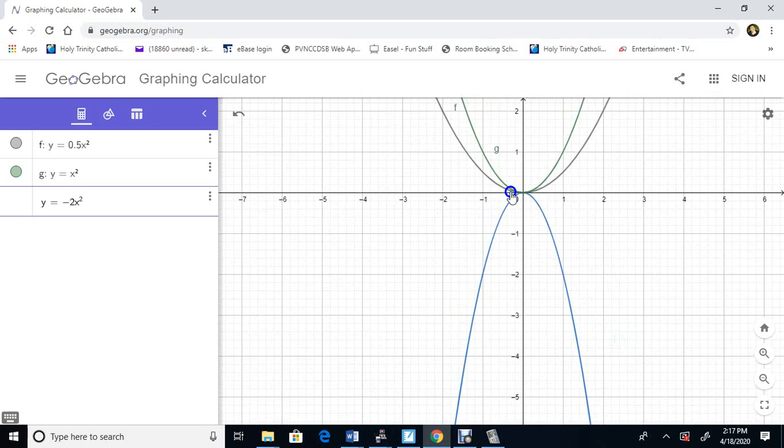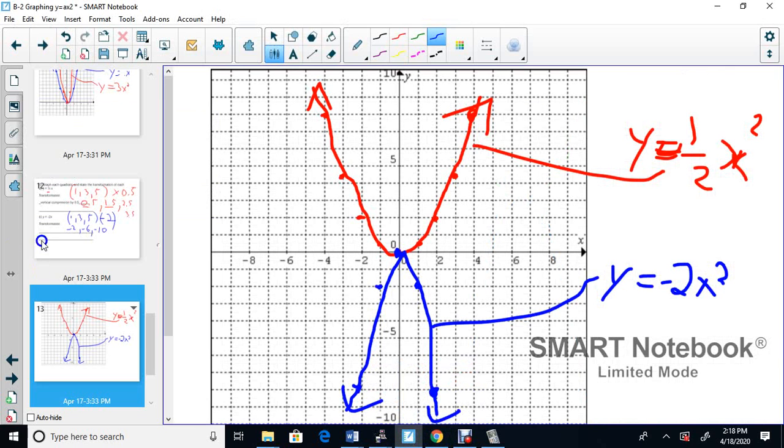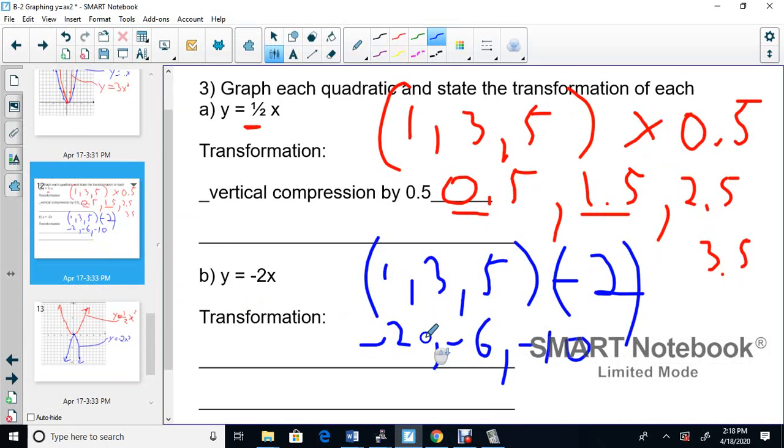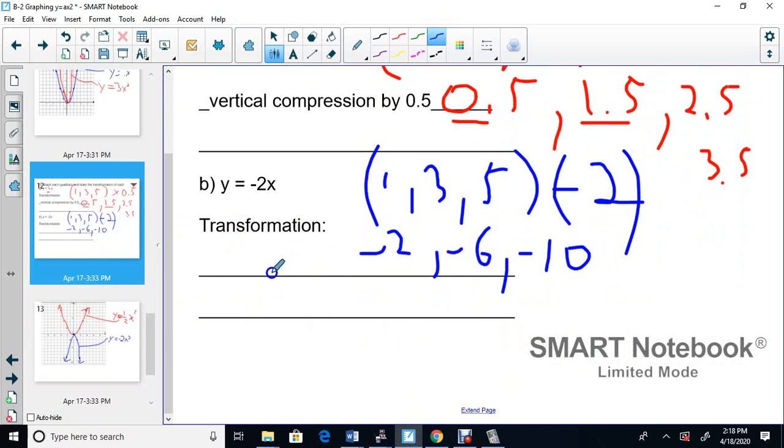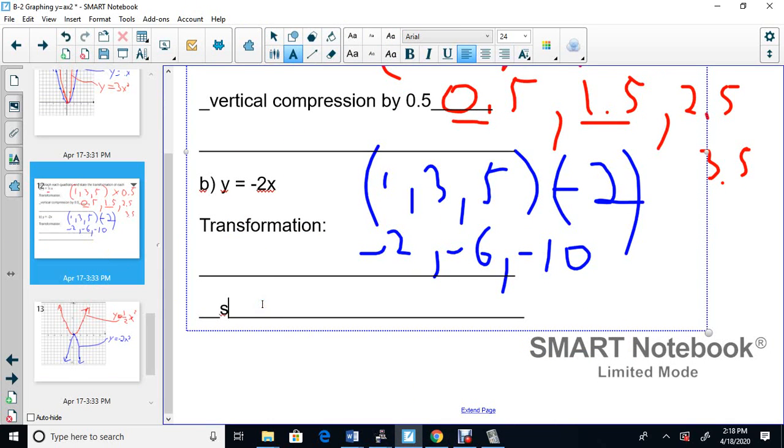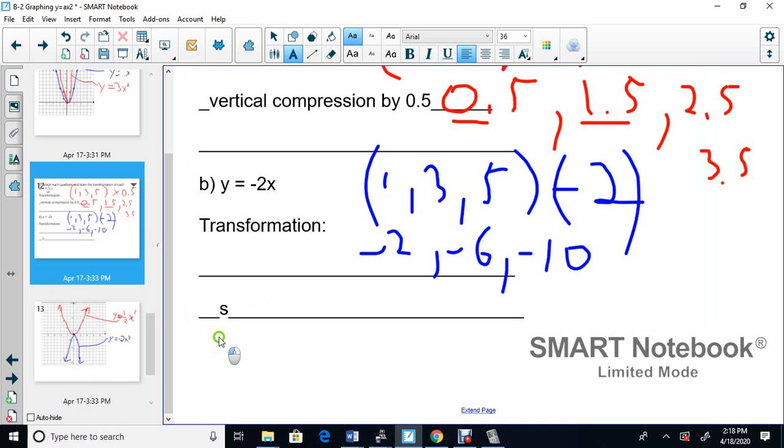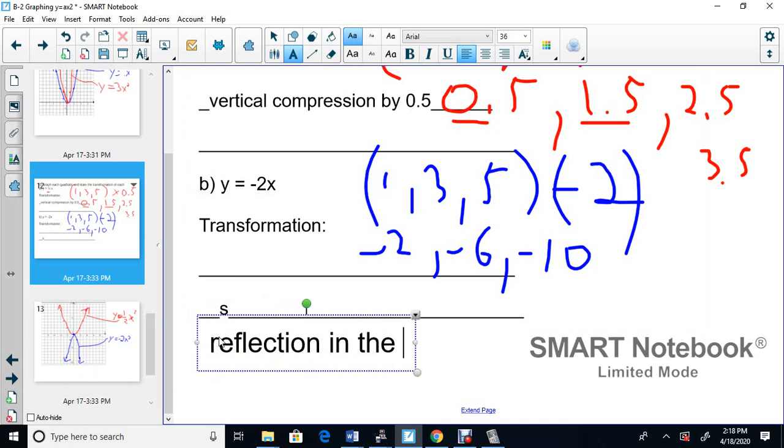So the negative one opens downward. But we call this a reflection. It's as if it's reflected down. So it's a reflection in the x-axis. So we're going to write that in our transformations. We're going to come back here, and you guys hopefully have more room than me. I'm going to write it right here in the transformation. I'll just type underneath. Okay, the transformation: reflection in the x-axis, so not the y-axis.